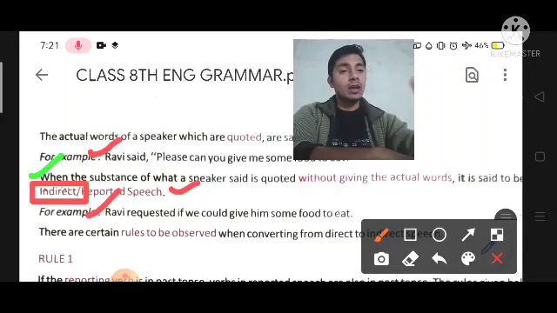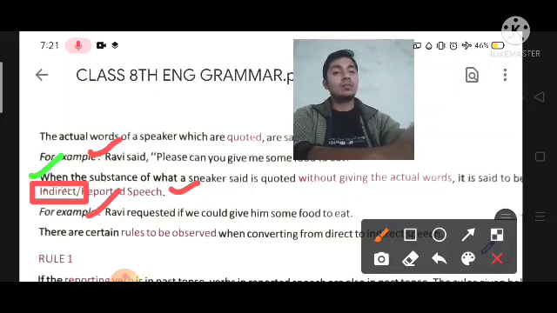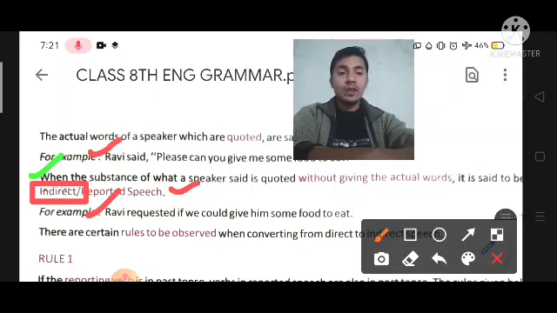So we have two parts in indirect speech. First is called reporting speech, and second is reported speech. After that, when we have changed the way of saying, when we are not saying the statement directly as said by Ravi, we have said it in another way, and this way is called indirect speech.